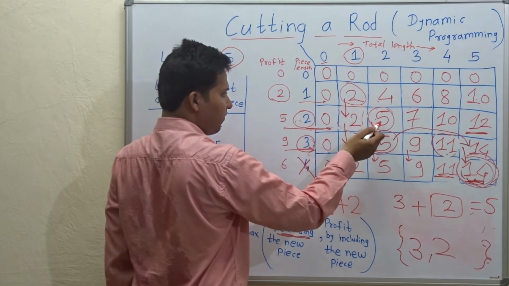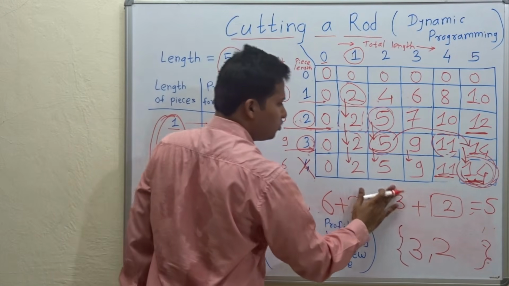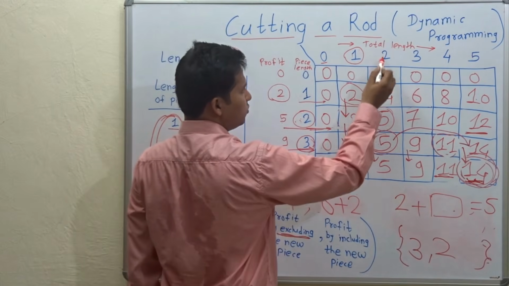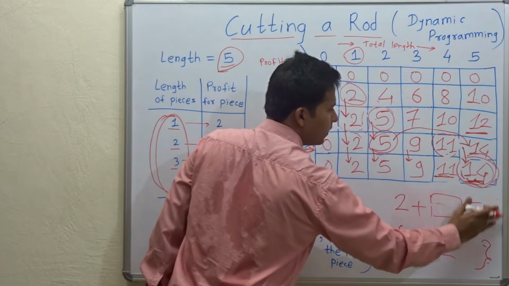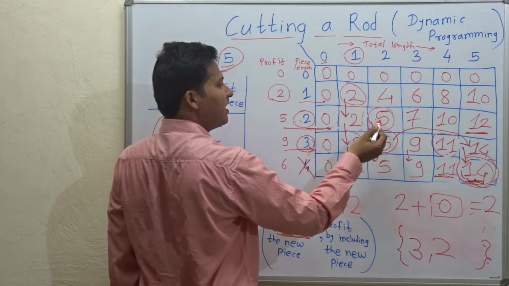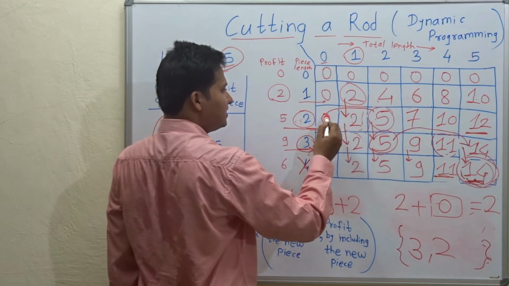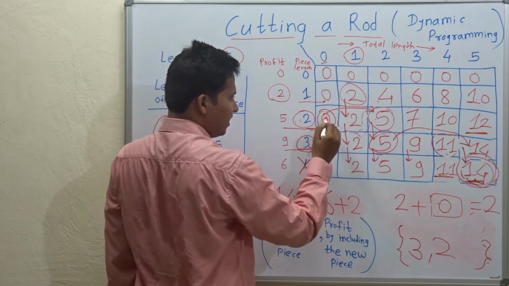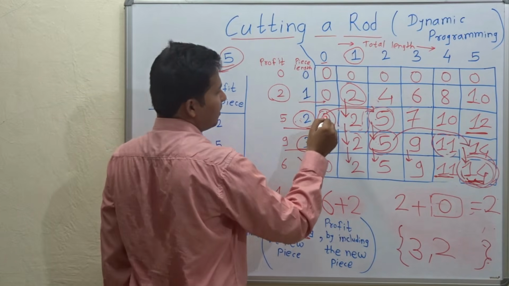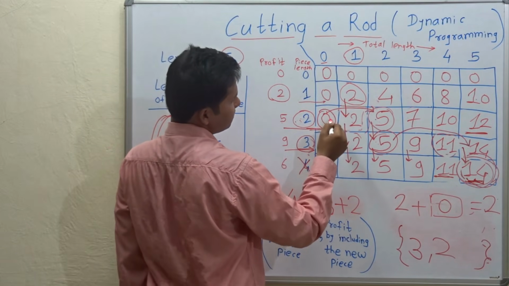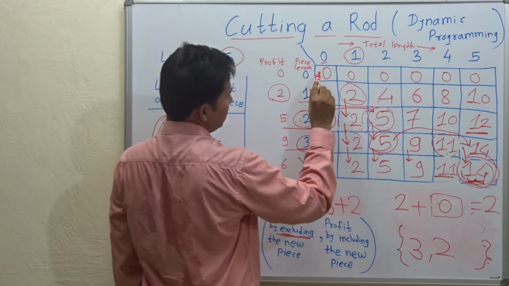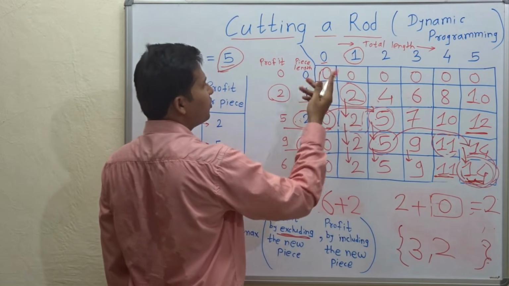Now, how was this 5 calculated? A piece of length 2 was taken to make a total length of 2. So the remaining length is 0, okay. So as the remaining length is 0, from this cell this cell was calculated, means 0 plus 5 was the answer. Now how has this 0 come? This 0 has come from above, so we have excluded that, and again we have excluded this from the above cell, and this 0 is hypothetical.